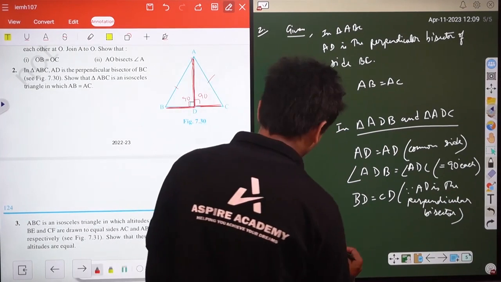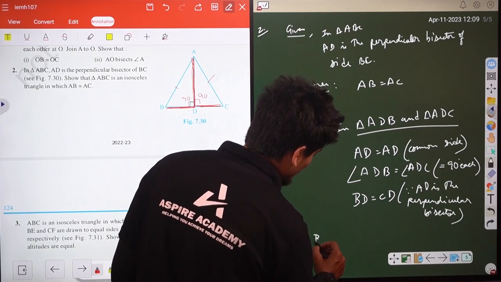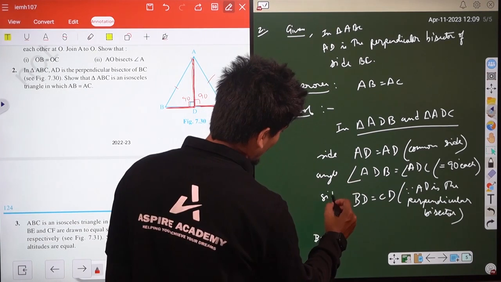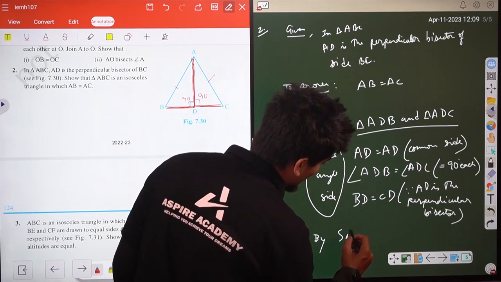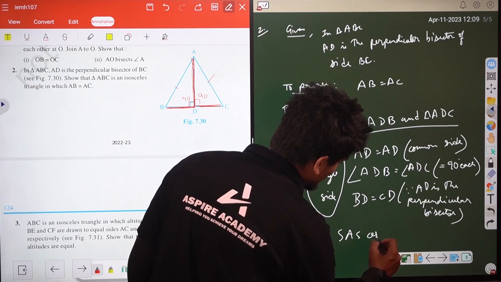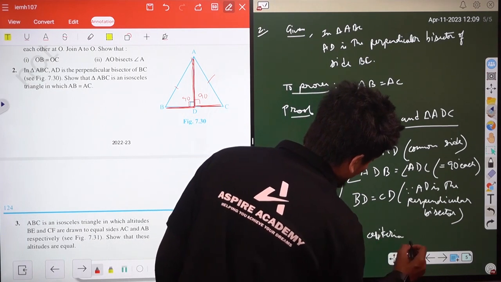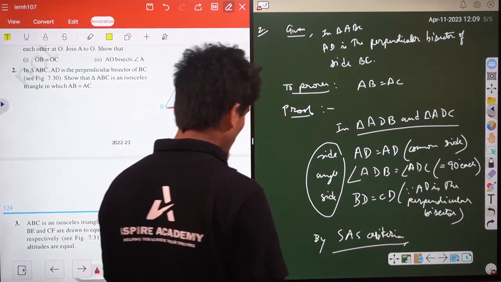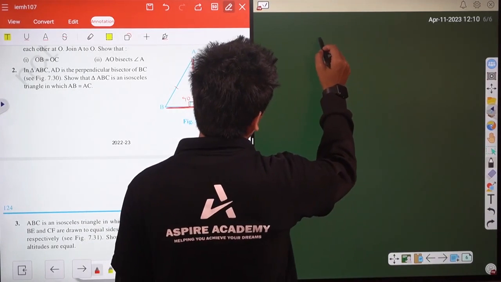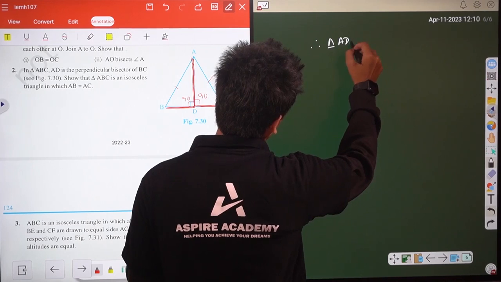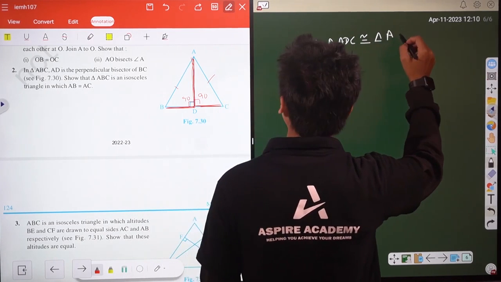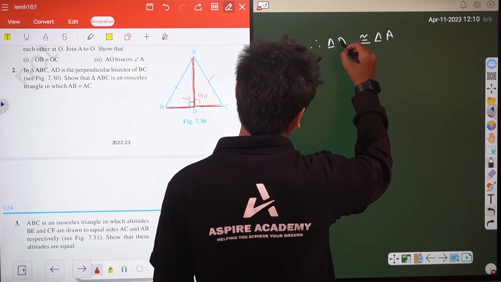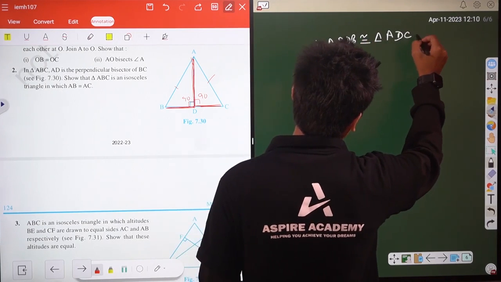So what can we conclude? Therefore, by, see, this is side, this is angle, and again this is side. So what is the criteria? By side angle side criteria, we can say that these two triangles, ADB and ADC, are equal, right? So triangle ADB is congruent to triangle ADC.